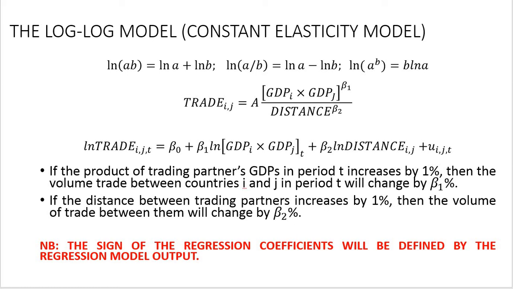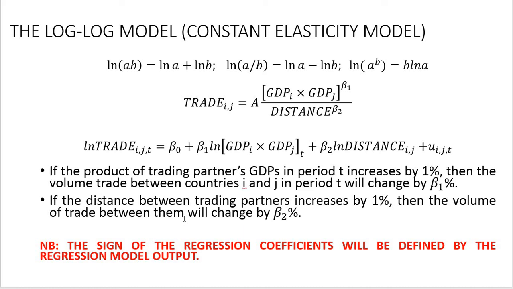If the distance between trading partners increases by 1%, so in this case, it means not increases over time, but rather in a situation when we shift from one trading partner to another trading partner. So this is like a cross-section comparison, not a time series comparison. Then the volume of trade between them will change by beta 2%.